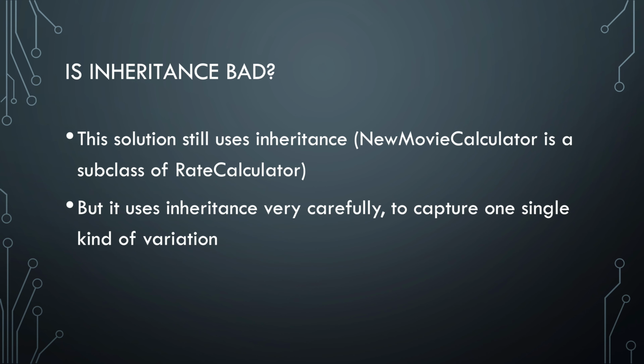Now, inheritance isn't in principle a bad thing. This solution also uses inheritance. New movie calculator is a subclass of rate calculator after all, and NL tax is a subclass of tax calculator. However, we use inheritance here very carefully and to capture one single kind of variation.